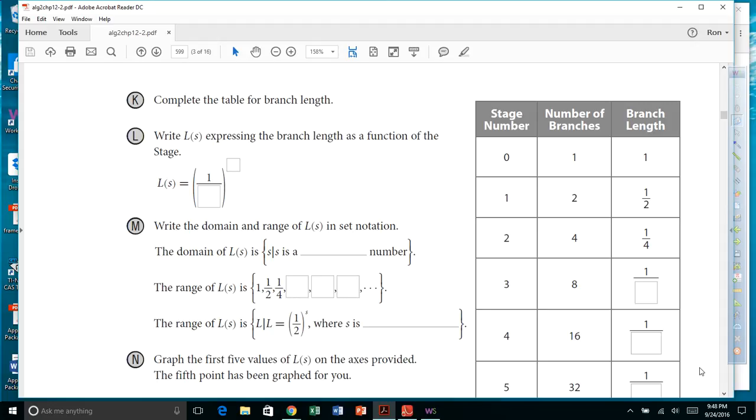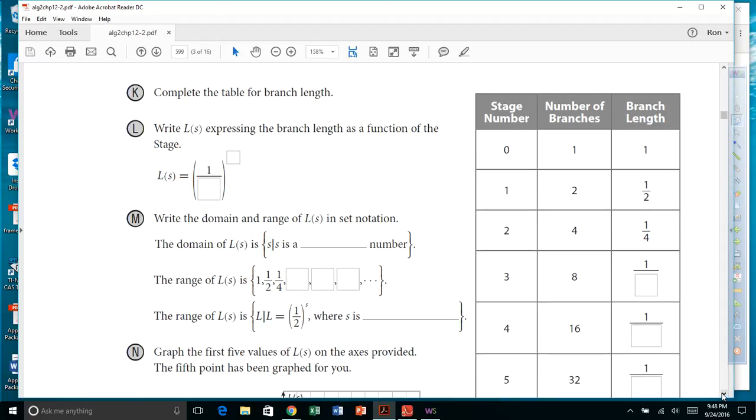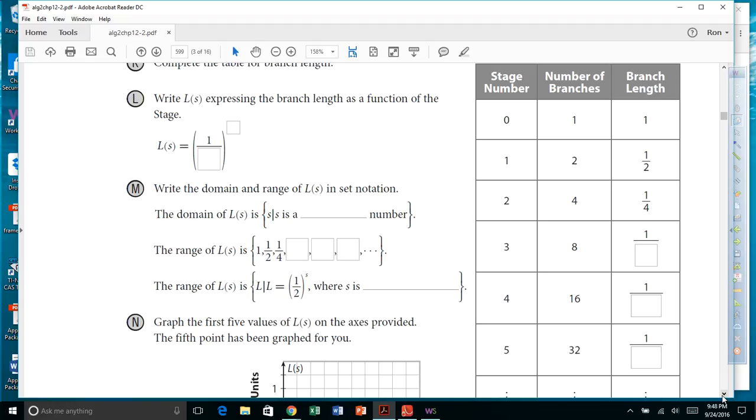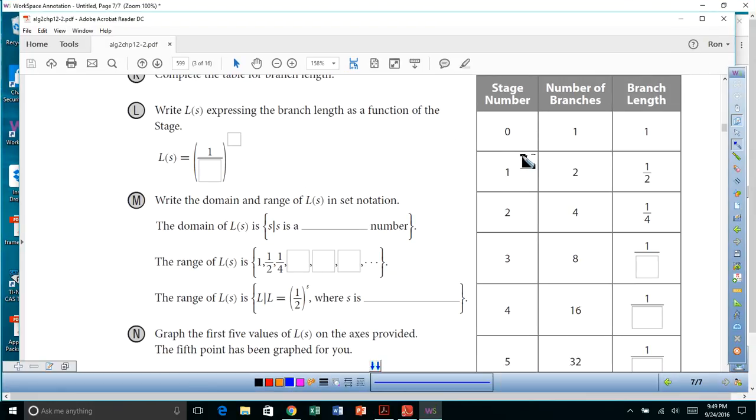Complete the table for each branch length. Well, let's see. 0, number of branches is 1. Branch length is 1 unit. Stage number 1, the number of branches was 2, and the branch length was 1/2. Stage 2, the number of branches was 4, and the branch length was 1/4.